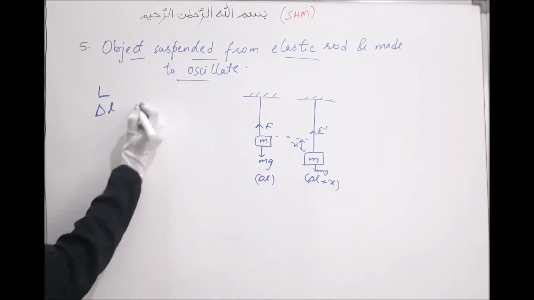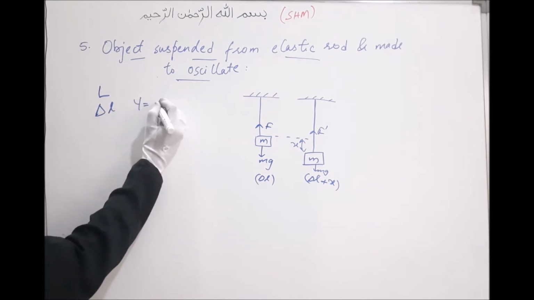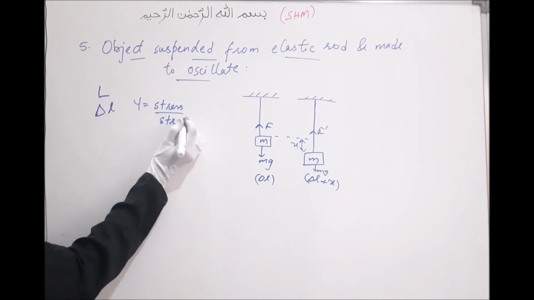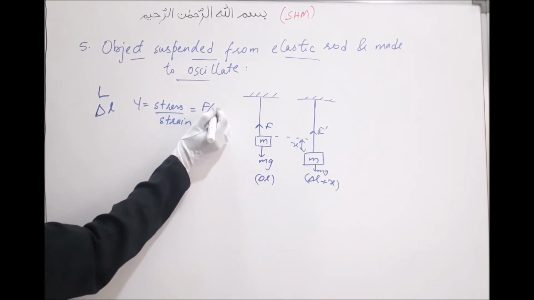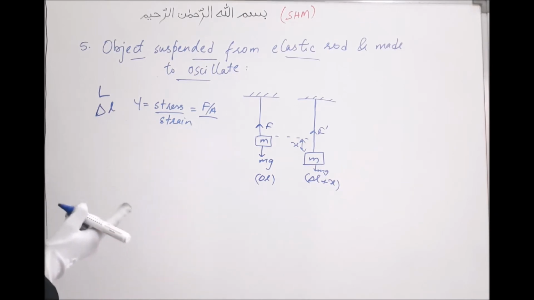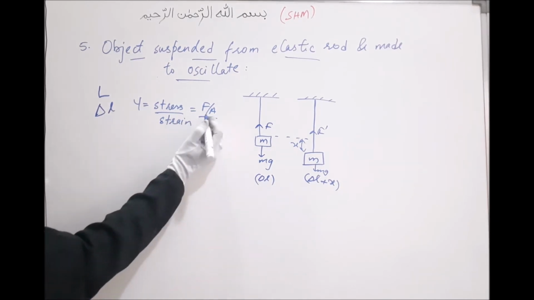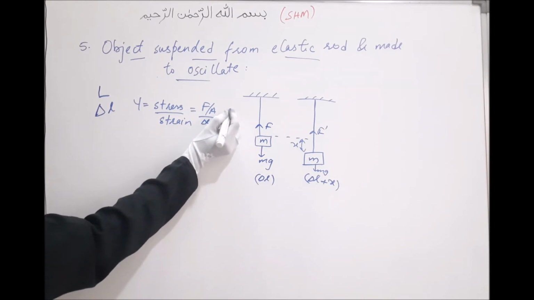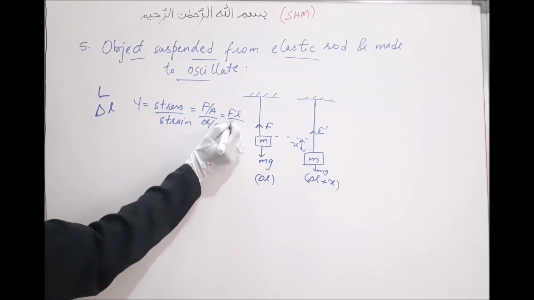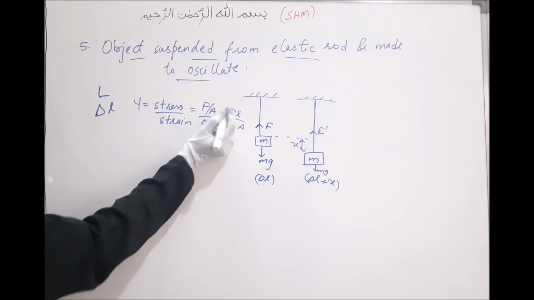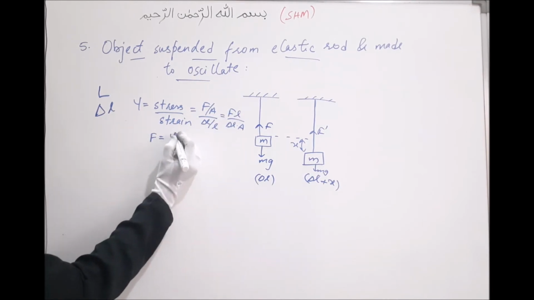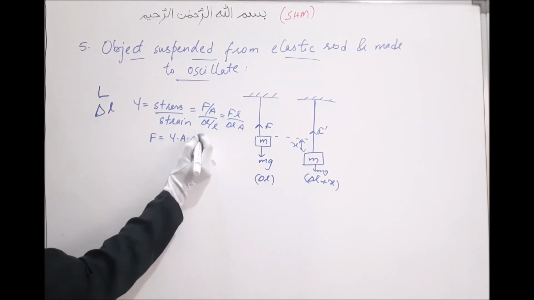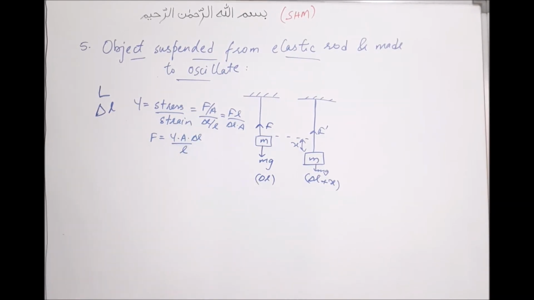Now if Y is the Young's modulus, then we know Young's modulus is stress upon strain. Stress can be written as force upon area, where A is the area of the cross section, and strain is change in length upon original length. So I can write Y equals F L divided by delta L into A. From this I can write F as Y A into delta L divided by L.